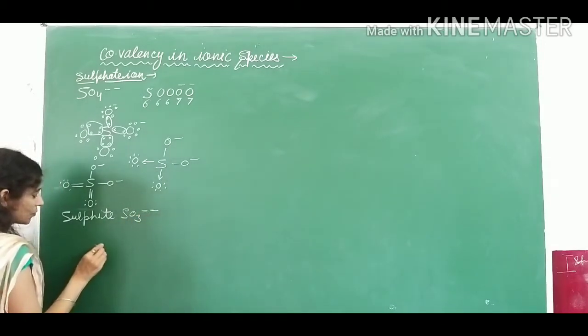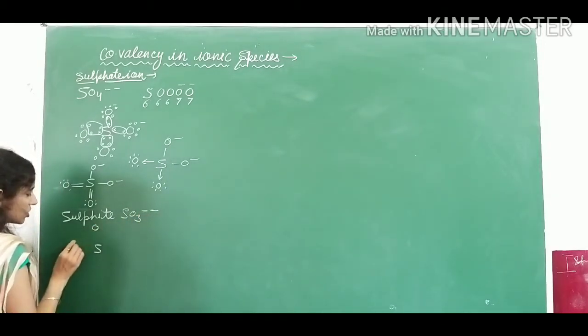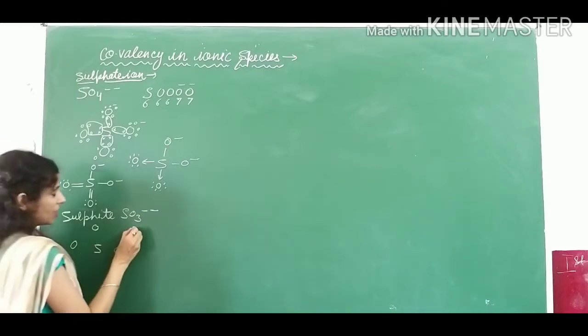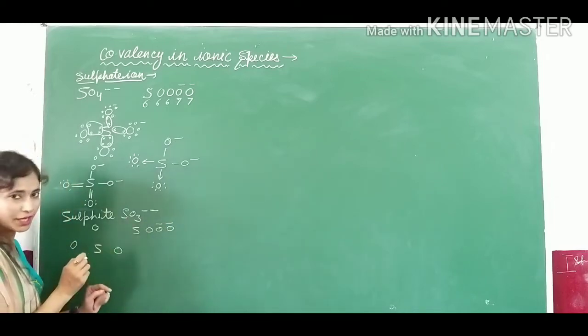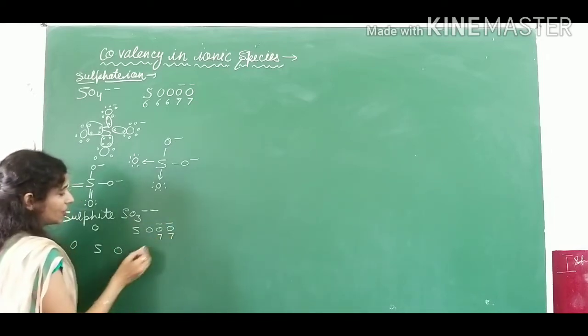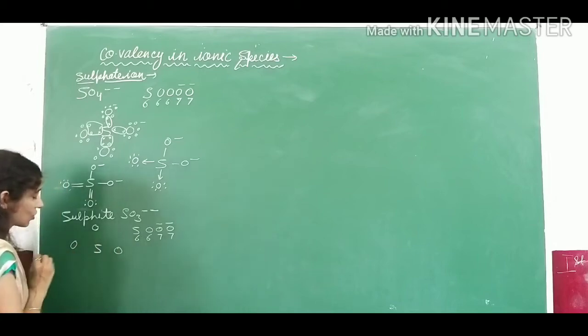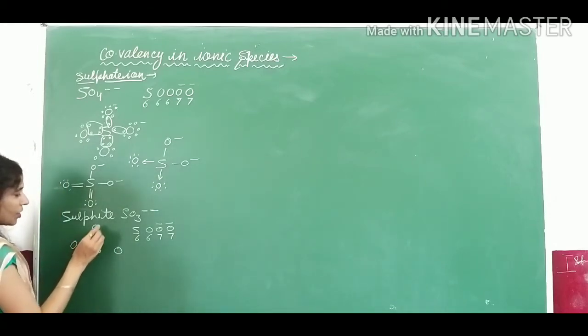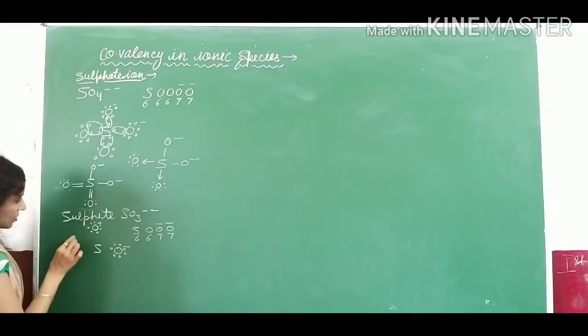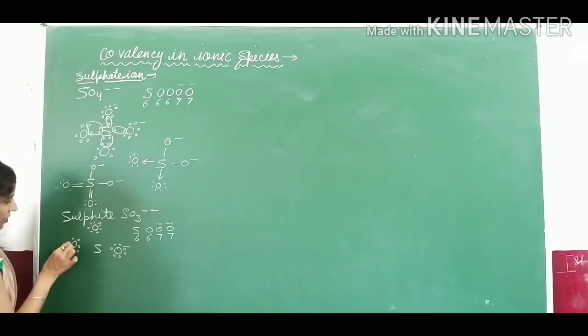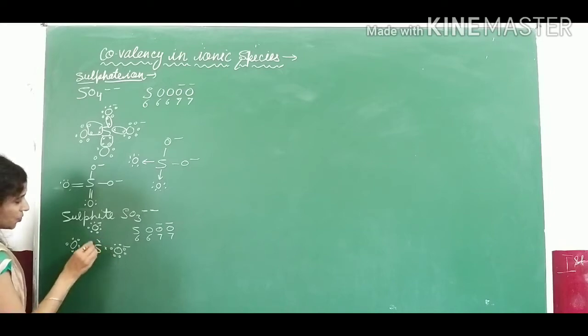So sulfur is to be taken in the center. 3 oxygens can be written in this way. Sulfur and 3 oxygens. 2 oxygens will have 2 negative charges, so they will have 7 electrons, and this one will have 6 electrons. So what is to be done here? Now these 2 oxygens, suppose you are considering 2, 3, 4, 5, 6, 7 are to be mentioned here. 7, 6. Okay. Now 1, 2, 3, 4, 5, 6 are to be there.